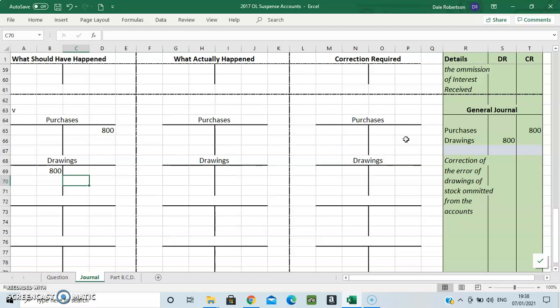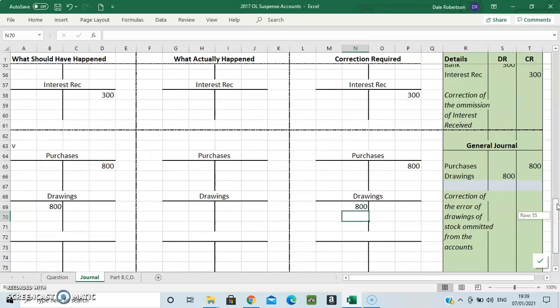It wasn't recorded. So therefore, you put that 800, you replicate the first column in the third, 800 in purchases and 800 in drawings on those appropriate sides. And then you bring that across here, and that is €800 worth of stock being removed from the business and put into drawings. Correction of the error of drawings of stock omitted from the accounts. Each time you have to put in that narrative. Now that is our 5 corrections journalized.